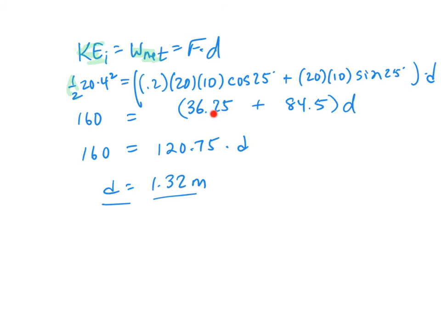So there's 36.25, that's the friction force. 84.5 is the x component of gravity. They're both acting down the ramp. I add them together to get the net force times d. 120.75 times d, and 160 is on the other side. So 1.32 meters is my distance up the ramp the monkey and the cart go.